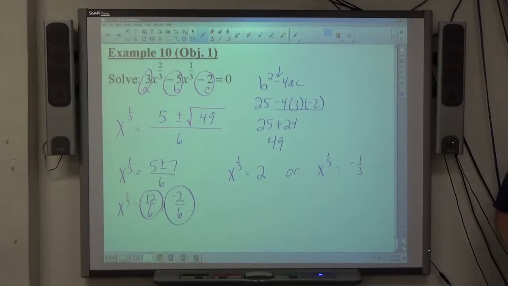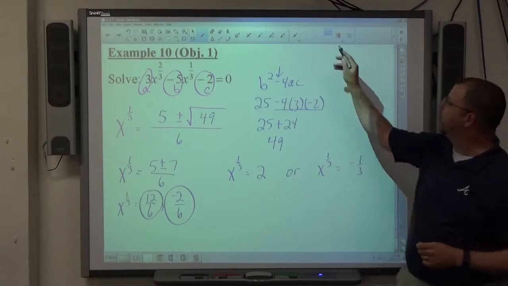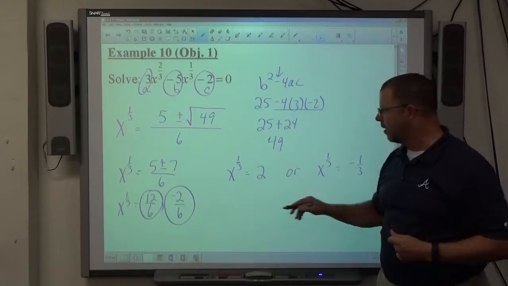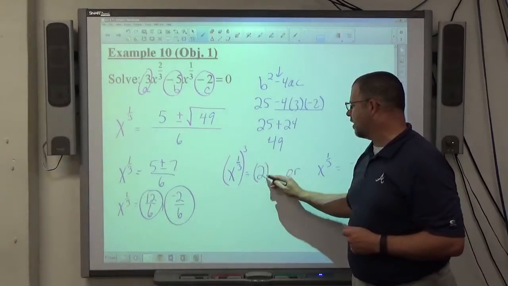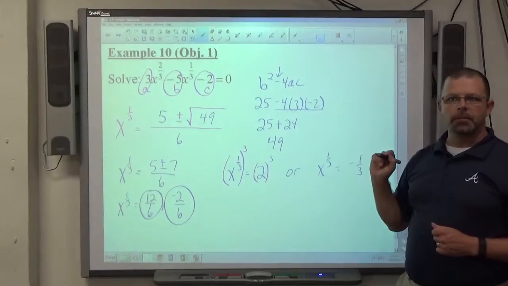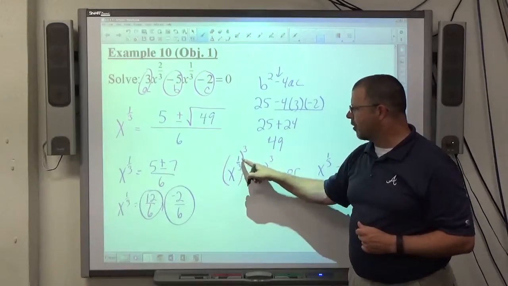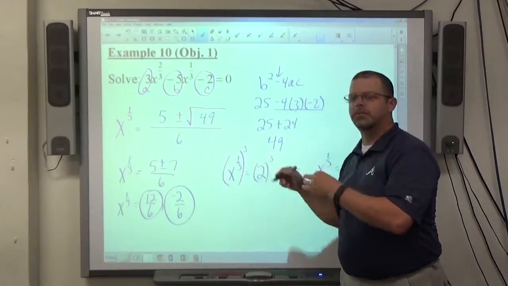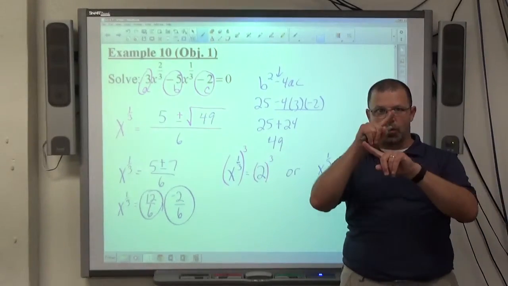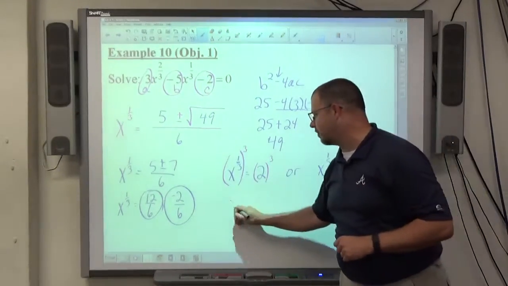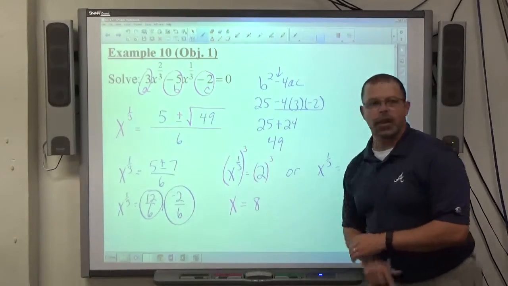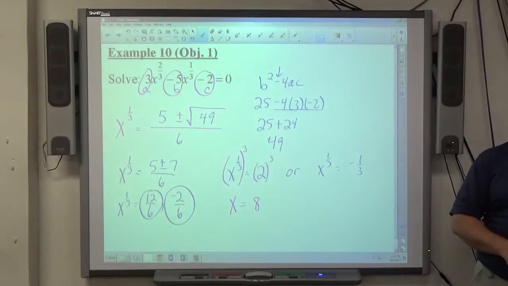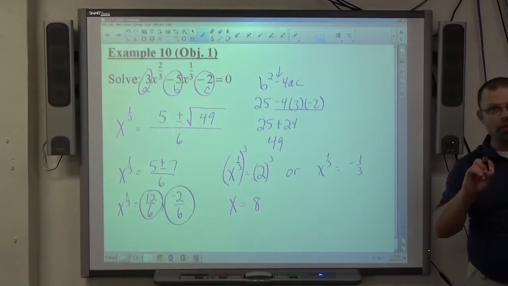Now, if you happen to have a fractional power, the way you deal with that is you take the reciprocal power. So the reciprocal of 1/3 is 3 over 1, so take both sides to the 3rd power. X to the 1/3 to the 3rd. So let me say that again. X to the 1/3 to the 3rd is equal to x to the 1st, which is what we're looking for. 2 to the 3rd equals 8, which is one of the answers. Raise both sides to the 3rd power to get rid of the 1/3 powers.